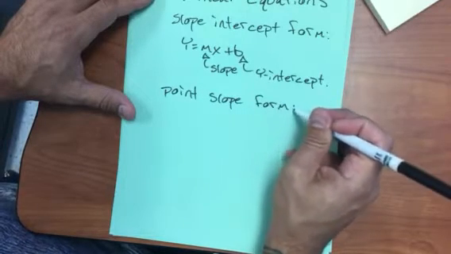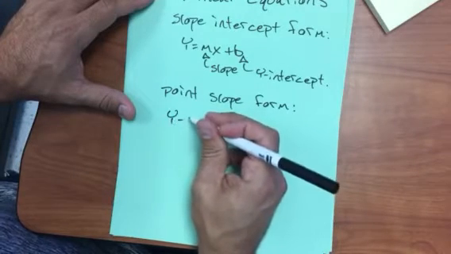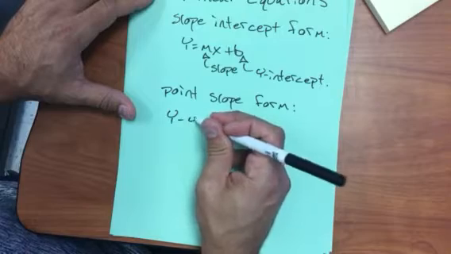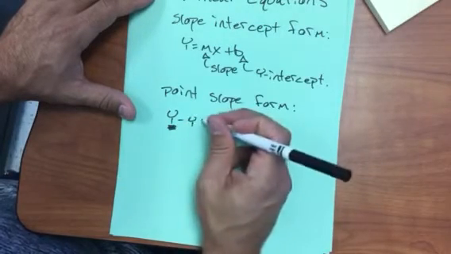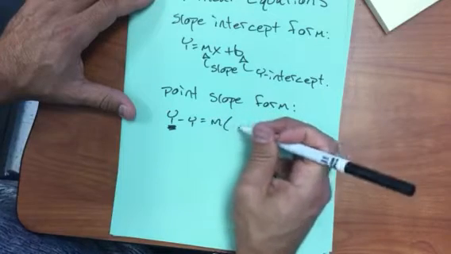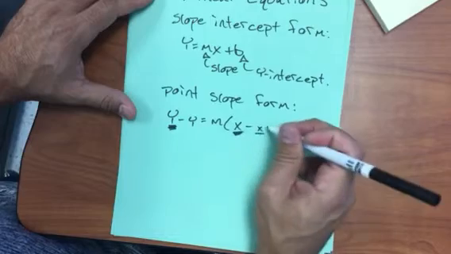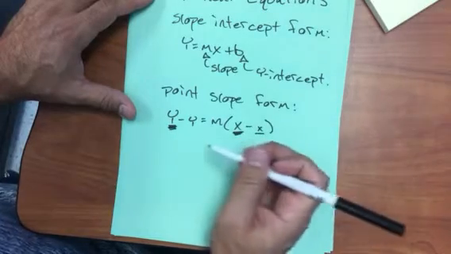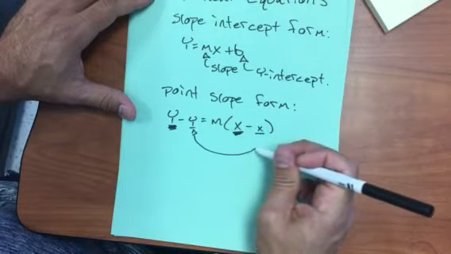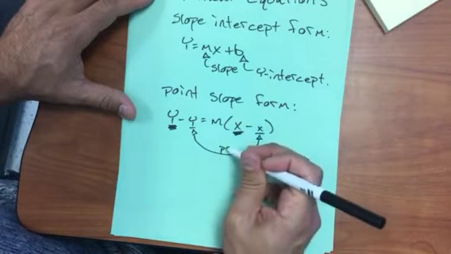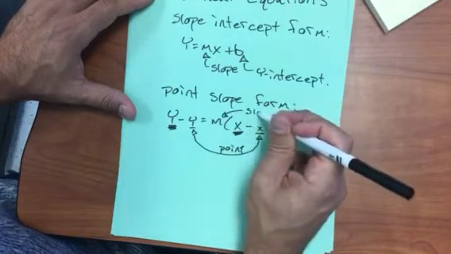Point slope form is in the form y minus, I'm going to put little y. Most people put y1. I don't like that. This y stays a y always. Equals mx minus, and I'm going to put little x. And sorry, this one stays an x always. So for this one, these two are a point, and m is still your slope.